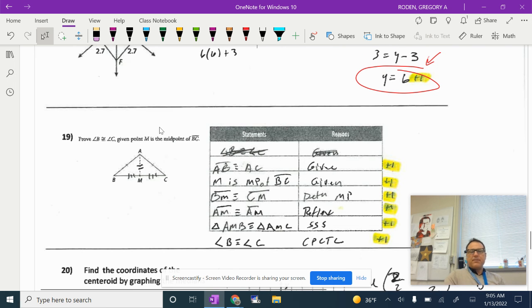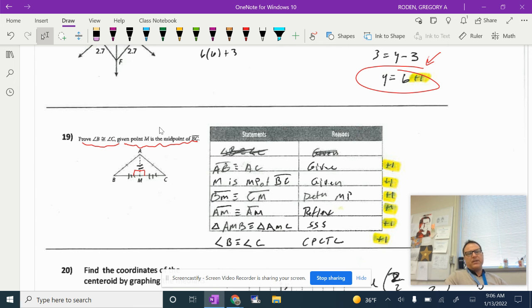Now, some of you used the perpendicular bisector theorem on this, but again, we're proving the perpendicular bisector theorem. Can't use it in the proof. So here's the deal. You prove that angle A is congruent to angle C, given M is the midpoint of BC. Notice, guys, it never told us that those are right angles.